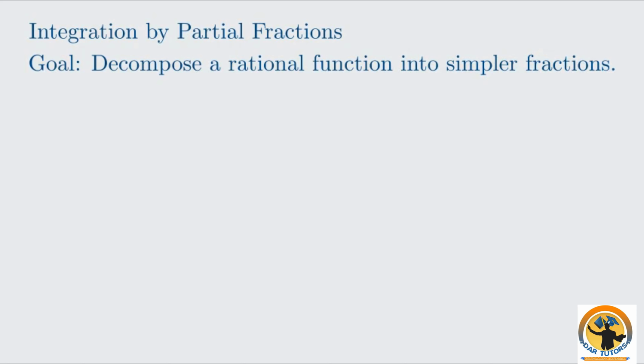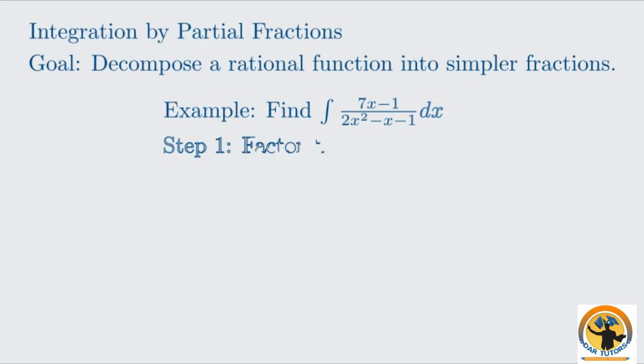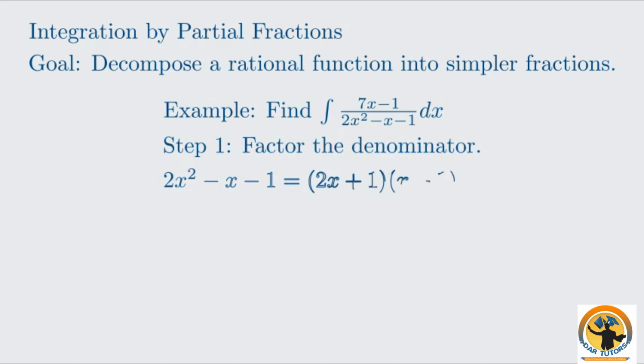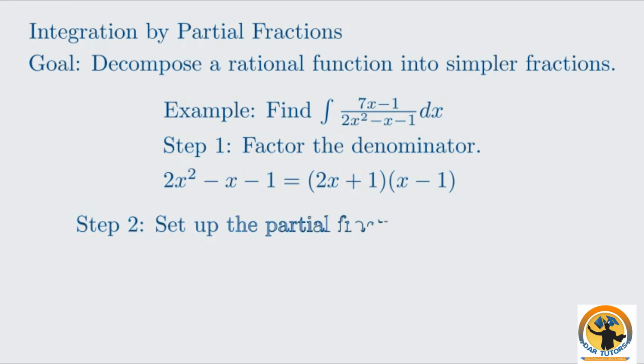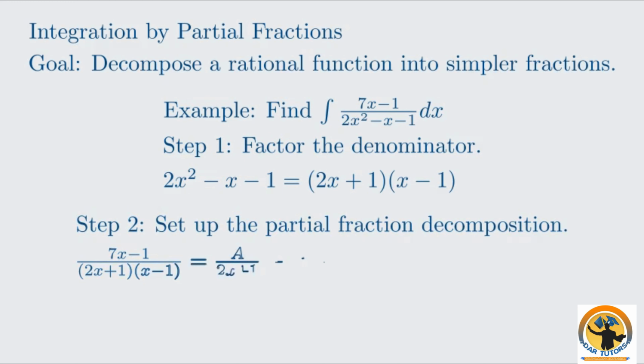We'll find the integral of 7x minus 1 divided by 2x squared minus x minus 1. First, we need to factor the denominator. The quadratic 2x squared minus x minus 1 factors into the product of two linear terms, 2x plus 1 and x minus 1. Next, we set up the partial fraction decomposition. Since we have two distinct linear factors in the denominator, we can write the original fraction as the sum of two new fractions, each with a constant numerator A and B over one of the factors.